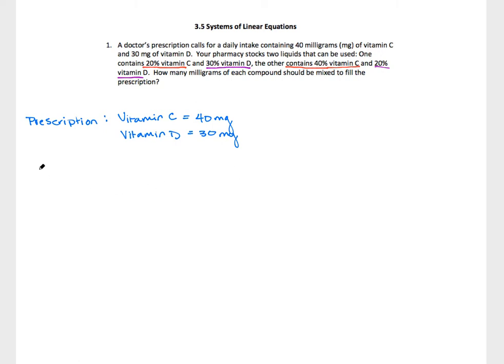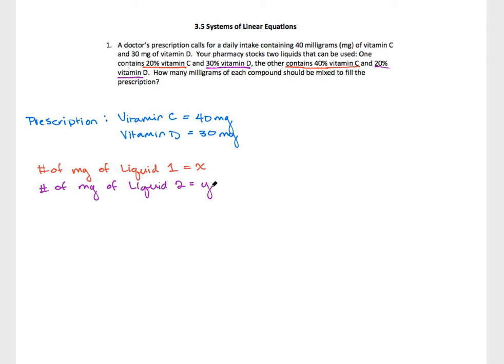So let's write down that the number of milligrams of, let's just call that liquid 1, which is the first compound. We don't know how many milligrams of this liquid we need yet. That's what we're trying to figure out. So for right now, let's just call it X. And then the same thing for the second liquid. We don't know how many milligrams of it we will need. That's what we're trying to figure out. So let's call it Y.